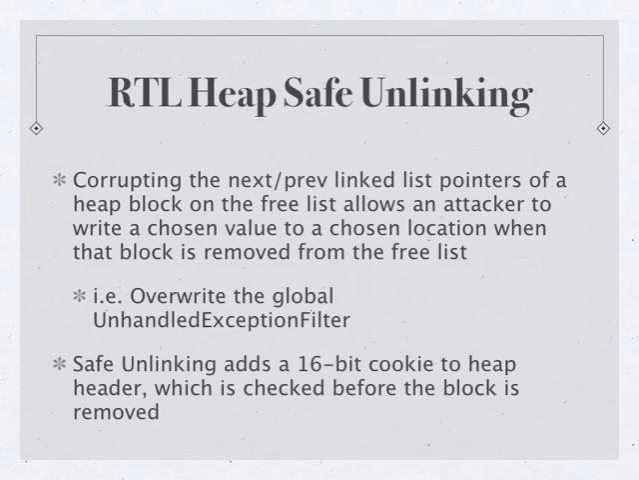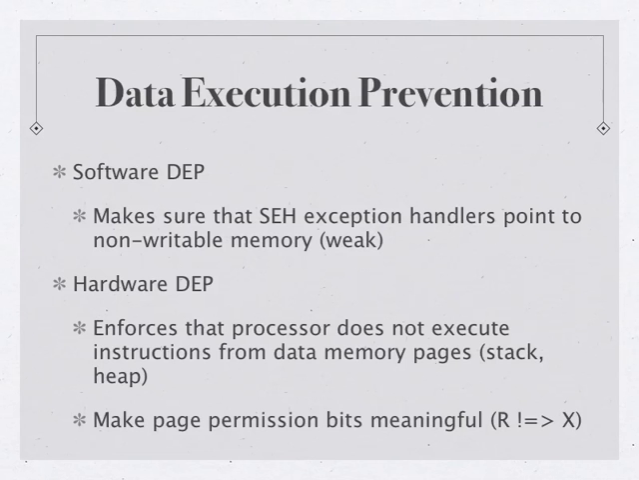Another mitigation is called safe unlinking. This is how, if you overflow a heap buffer overflow, you could hit the heap metadata and use that to write a chosen value to a chosen place. So XP Service Pack 2 had something that would check those pointers to make sure they weren't overwritten. And the idea there is also to use a cookie, right before it, so that if that cookie gets overwritten, they know not to trust the other data.